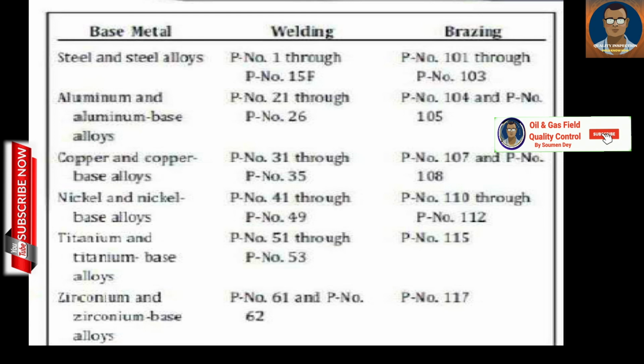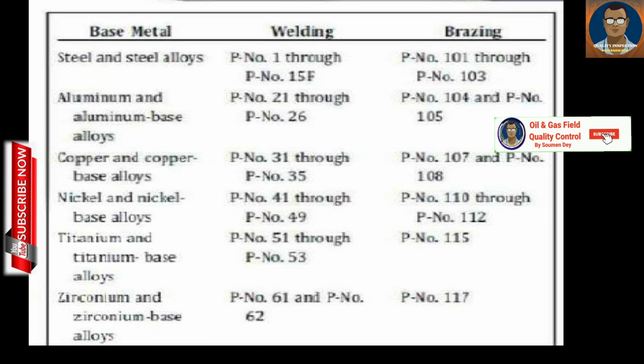All are steel and steel alloys. The similar metal group for brazing will be numbered as P number 101 through P number 103. Aluminium and aluminum base alloys are grouped from P number 21 through P number 26, and for brazing the same goes to P number 104 and P number 105. Copper and copper base alloys are P number 31 through P number 35, whereas for brazing the same copper and copper alloy fall under P number 107 and P number 108.